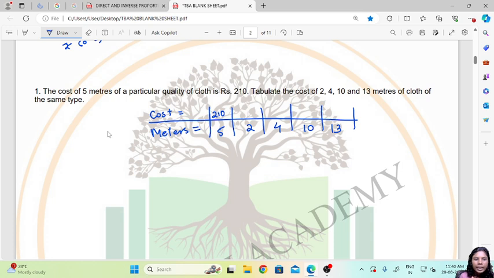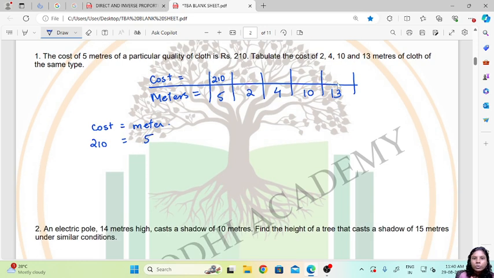We begin by writing this is the cost and this is the meter. Now the cost is 210 and the meter is 5 meters. The first thing is how much we'll have to spend for 2 meters. So here we are given 2 meters. You write that under the meter section itself, so this is 2 meters. Now this cost is unknown to us, so let's consider this as x.